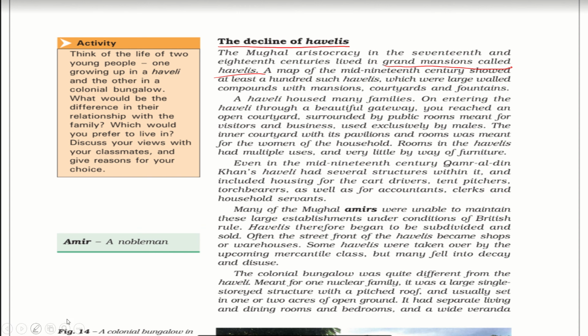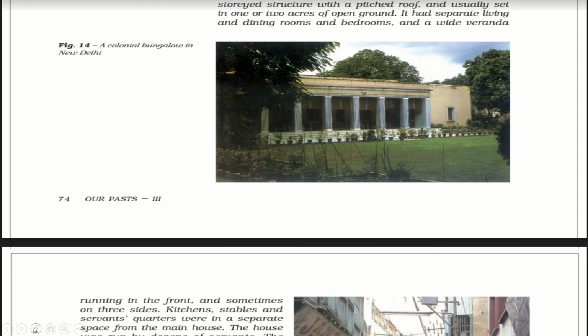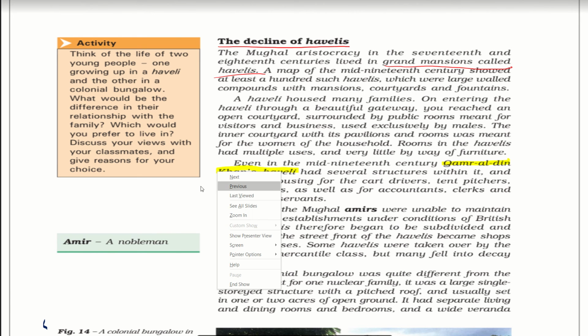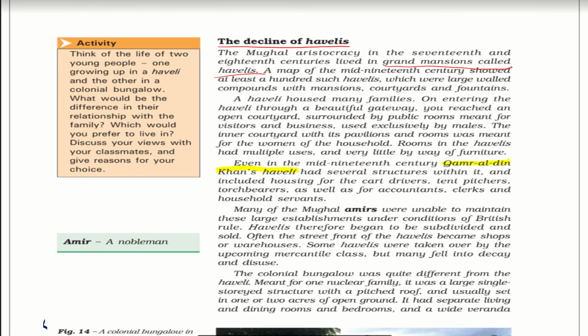Now let's get to the next thing: even in the mid 19th century, Kamar al-Din Khan. Do you know who Kamar al-Din Khan was? I don't think that you know, but I'm telling you. Kamar al-Din Khan was a popular man who belonged to the Mughal aristocracy, and he had his own haveli. But why is his haveli especially mentioned here?